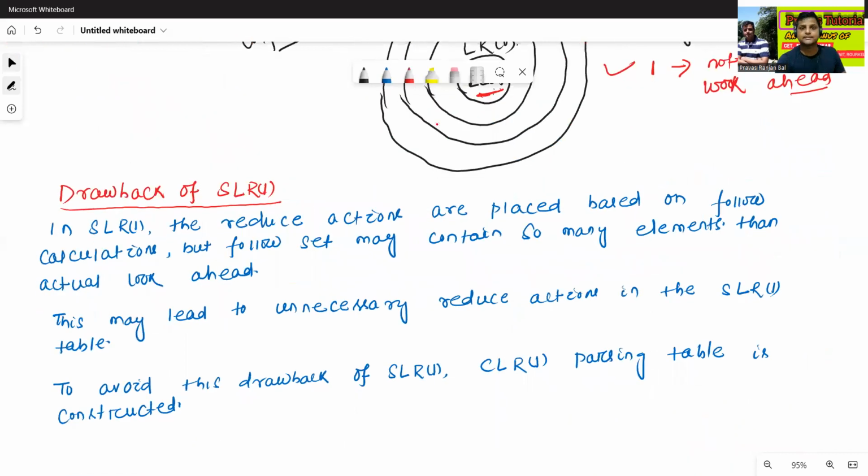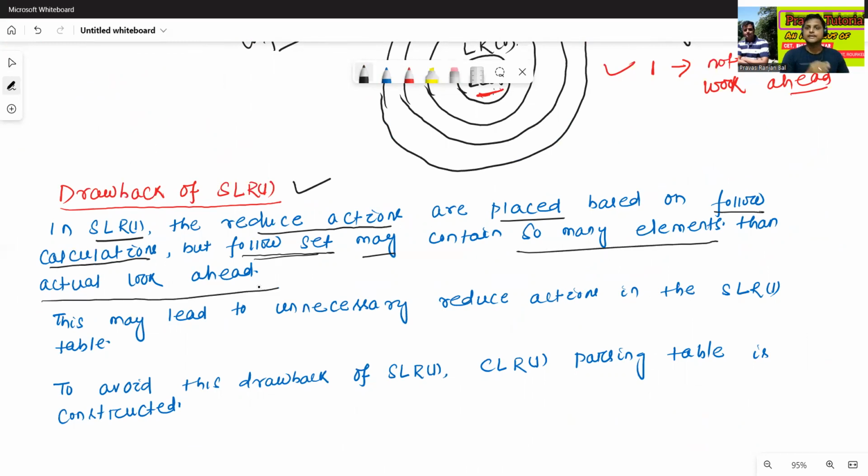Let's see, these are the drawbacks of SLR1. What are the drawbacks of SLR1? In SLR1, the reduced actions are placed based on follow set calculation. But follow set may contain many more elements than the actual look ahead. That's why it happens that a grammar is LL1 but not SLR1. Because in SLR1, the one is not actual look ahead, means follow set. Follow set is not actual look ahead. So this may lead to some unnecessary reduced actions in the SLR1 parsing table.